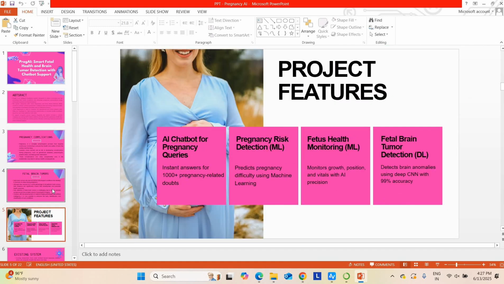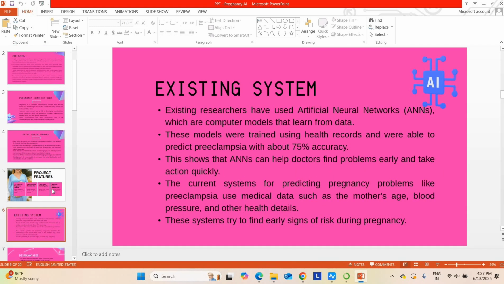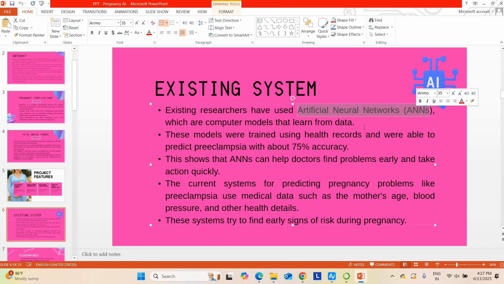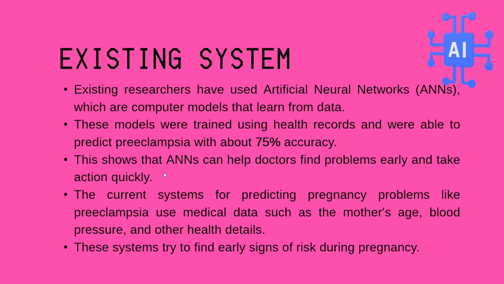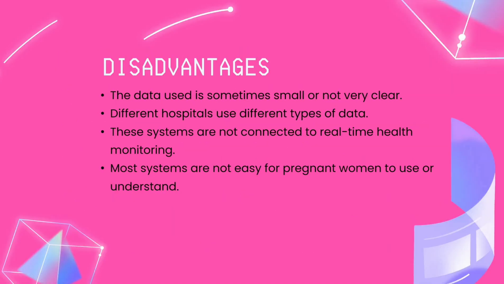As I mentioned earlier, this project combines 4 different features. The existing system uses an artificial neural network. They already implemented it in the base paper, but it produces very low accuracy, just 75%. So we have to go with another advanced technique, and for that we are going with the proposed system. The main drawback of the existing system was that the data was very small and unclear, so it produces very low accuracy.